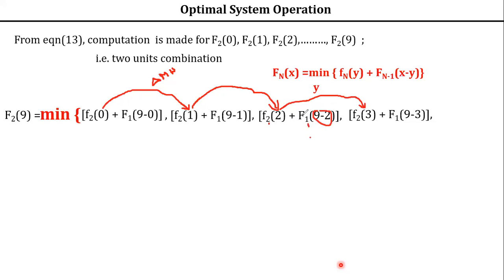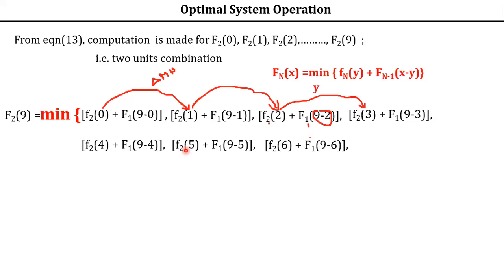Total megawatt is 9. So 9 minus 2 you will get. So what will be the next combination? Again, this term is incremented to 1. So that becomes 4: F3 of 4 plus F1 of 9 minus 4. Next combination will be F2 of 5, F1 of 9 minus 5. Then F2 of 6, 9 minus 6.